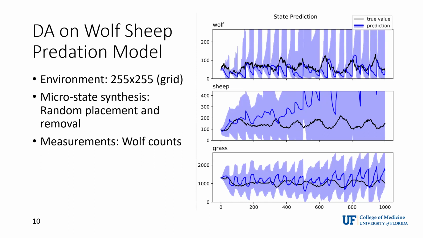Now, as I mentioned before, you can have different types of measurements. Maybe you can measure everything, maybe not. For this run, we assumed that we could just measure the wolf counts. And this is essentially how we do. So black is the true value. We also have blue, which is this average prediction. And then these bars here are 1 standard deviation above and below.